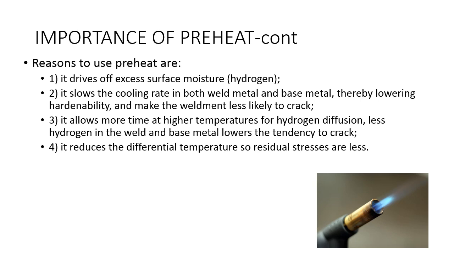So those little hydrogen atoms that could be swimming around in your weld joint or in the base metal swim a little faster and get themselves free of the base metal and the weld metal if it's a warmer material. Hydrogen diffuses through the material a lot quicker at 400 degrees than it does at 30 degrees Fahrenheit. It also reduces the differential temperature, so residual stresses are less. It's just a little nicer on the metal and helps keep the residual stresses to a minimum.